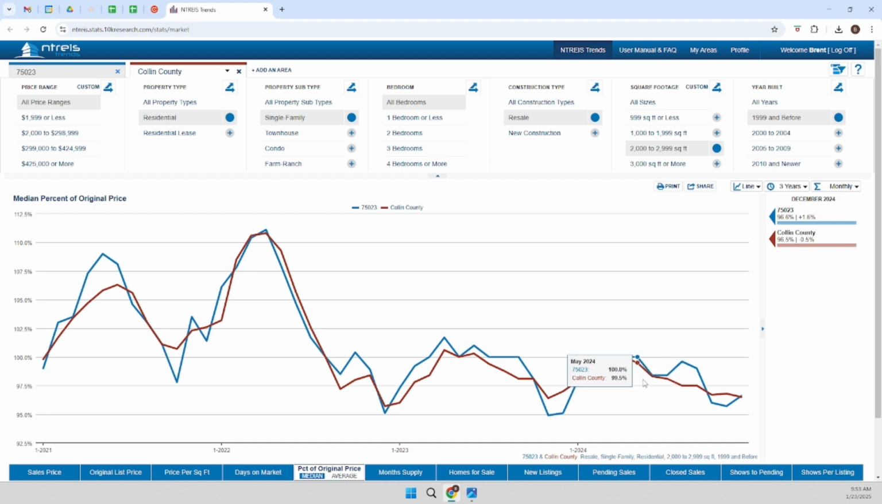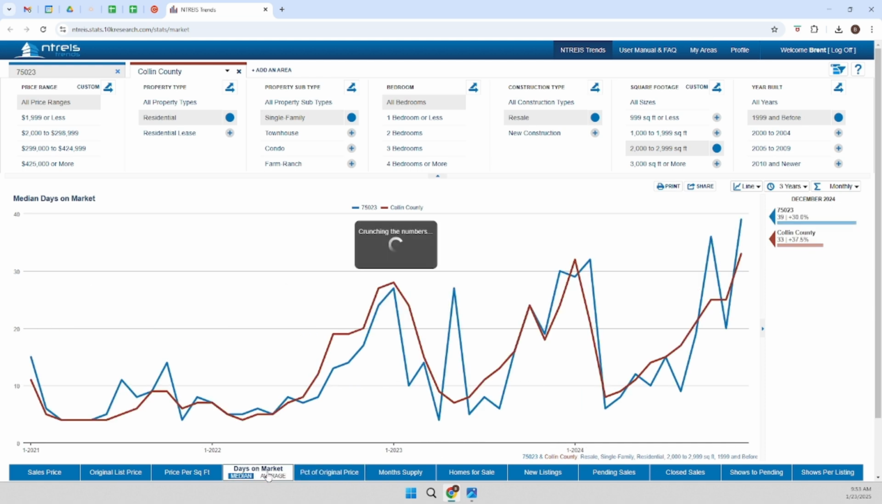So we're going to see that when our inventory increased relative to demand, that's when we started seeing more negotiation. Our sale-to-list ratios were impacted, and we started seeing people having to take lower offers relative to their asking price. And we can see that the marketing times are also going up because there's more competition, more inventory, and sometimes it takes time for the market to respond.